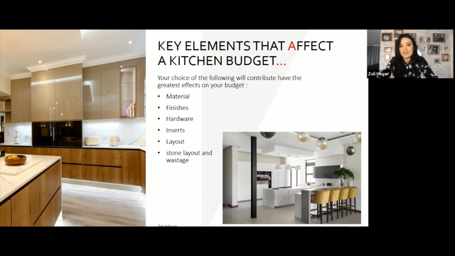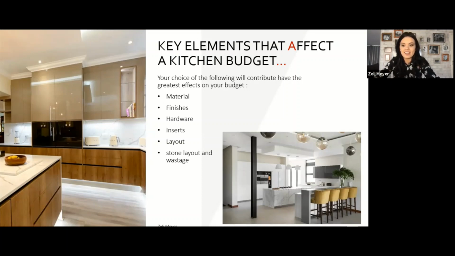So you can, for instance, make cabinets lower so that they don't go to the ceiling, and that can take away from the cost. Most of the time you do it for a design element, but you can do that to bring costs down. Stone layout and wastage, I think that's something we as designers should keep in our minds.